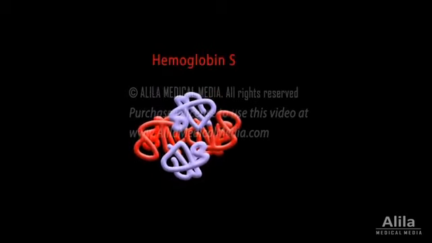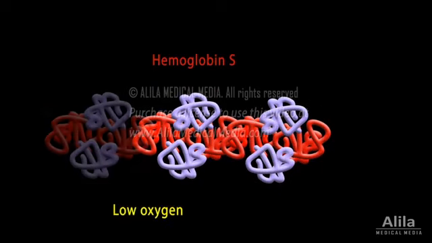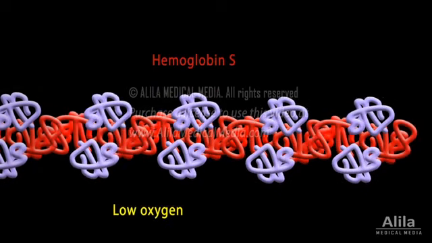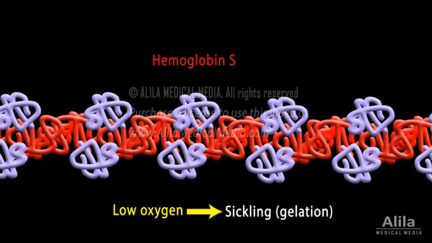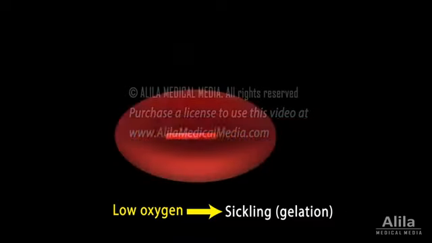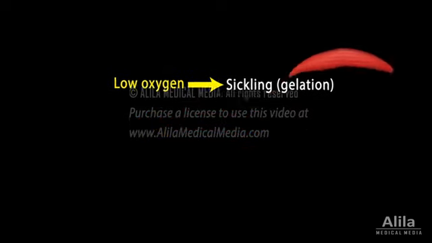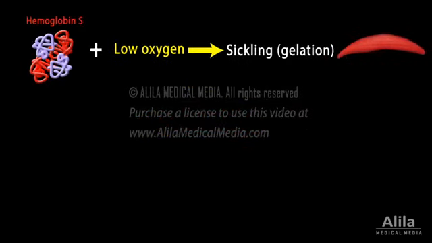Hemoglobin S has the tendency to form polymers under low oxygen conditions. This process is called sickling or gelation for the gel-like consistency of the resulting polymer. As the polymer filaments grow, they eventually involve the cell membrane and distort the cell into the characteristic crescent shape. Apart from oxygen tension, the presence of other hemoglobins also seems to affect the sickling process.